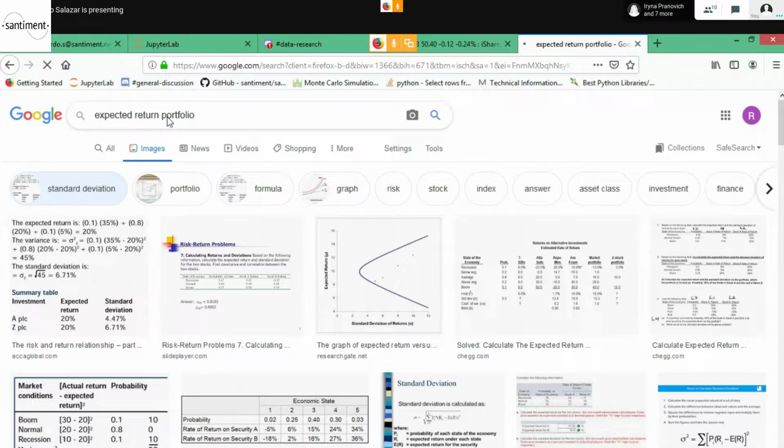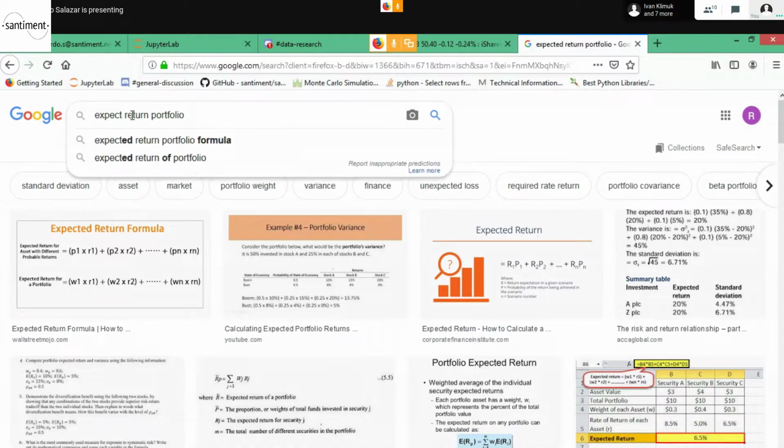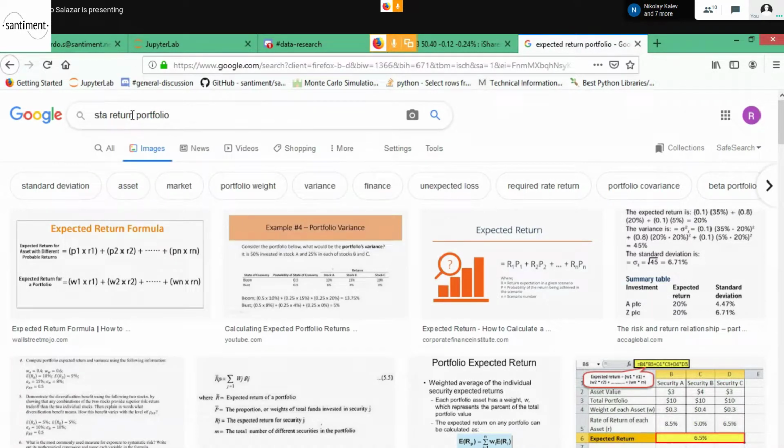To calculate the standard deviation of a portfolio, we should look at the variance and what is the correlation between these assets. That's why it's not that simple to just sum all the standard deviations.